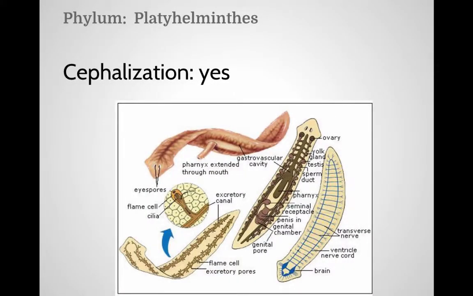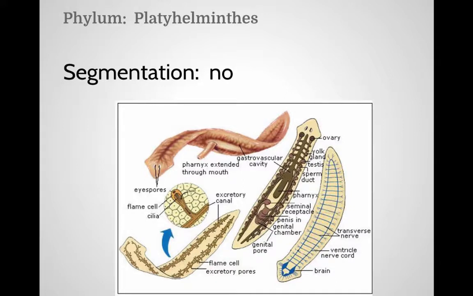Part of being bilaterally symmetrical is to be cephalized, or to have a head. And in this case, you can see the eyespots, or the light-detecting spots, that are found on a planaria. They don't have segmentation, though. Later on, when I talk about some of the parasites, the tapeworms, they have repeated segments, but it's not in the classic sense of segmentation from an evolutionary sense.